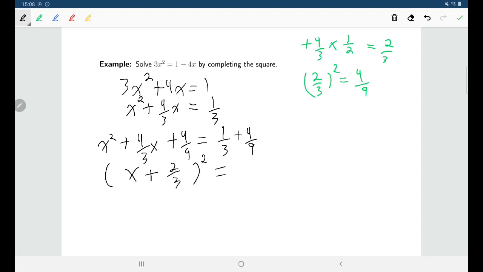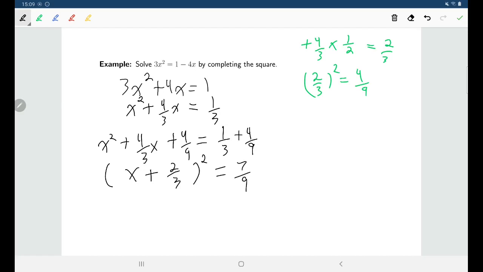And in fact, if you wanted to check this out, if you were to take x plus 2/3 whole thing squared and expand that out, you would find that it does give you x squared plus 4/3 x plus 4/9. On the right side of the equation, I have 1/3 plus 4/9. Using my fraction function on my calculator, I find that that's equal to 7/9.